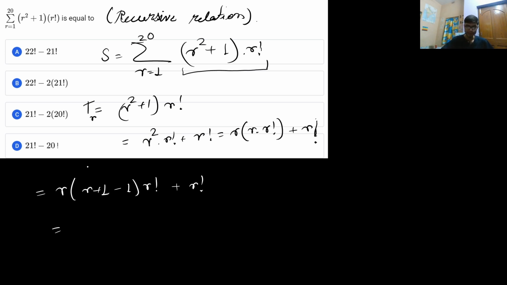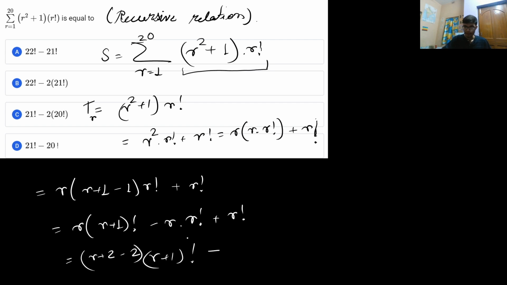Alright, so from here you will get the general term as r into r plus 1 factorial. So this evaluates as r into r plus 1 factorial minus r into r factorial plus r factorial. Now this r plus 1 factorial can also be written as r plus 2 minus 2 into r plus 1 factorial, and this again can also be written as r plus 1 minus 1 into r factorial plus r factorial.